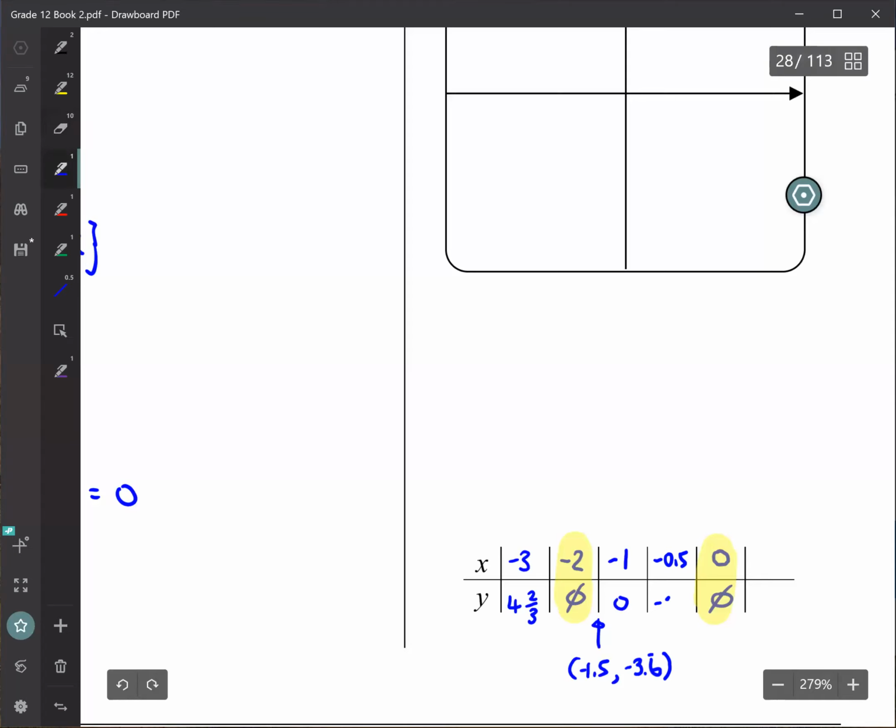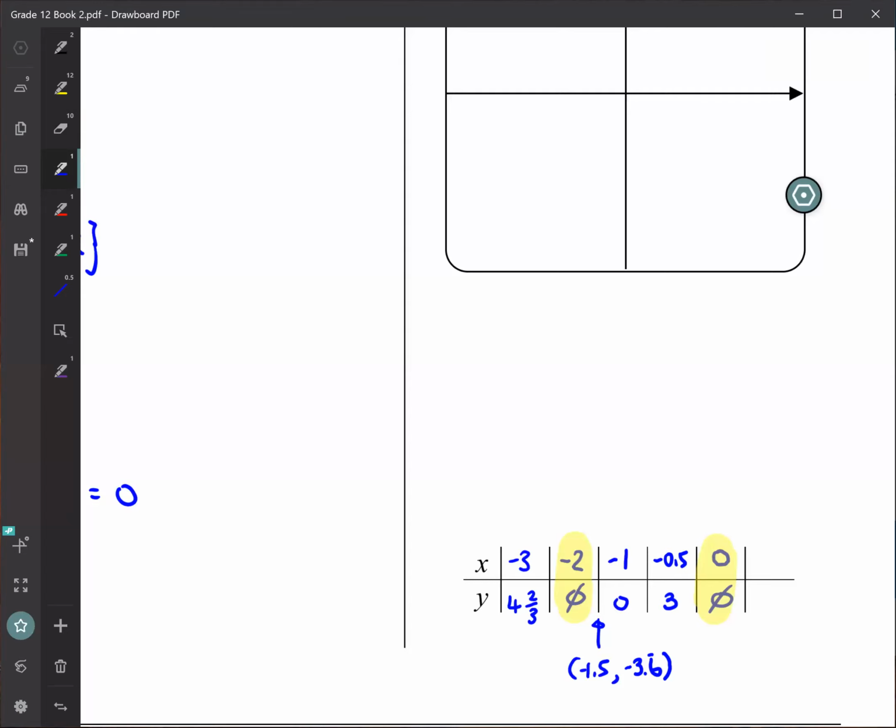Anybody use negative 0.5? Does anyone use negative 0.5? I used it. Okay, Eric, what do you have? I got 3. Okay, let's add that in. All right, now one more point.